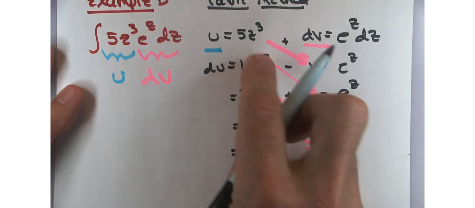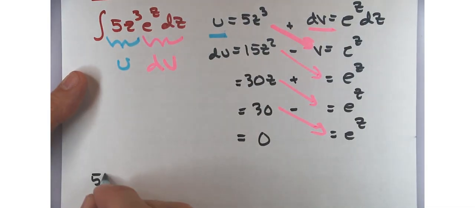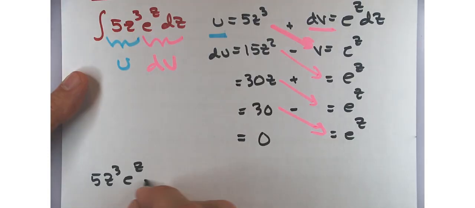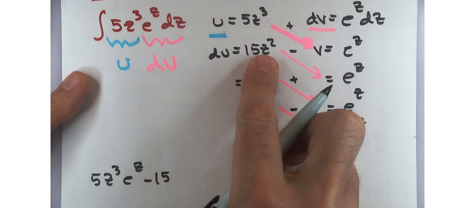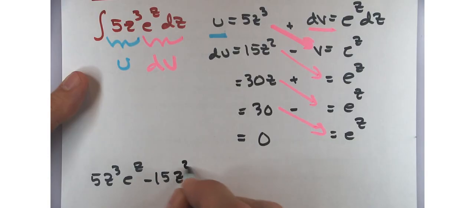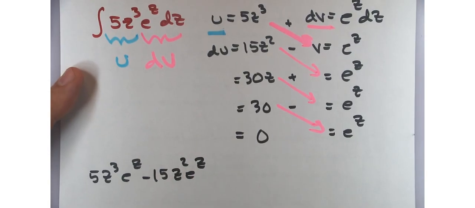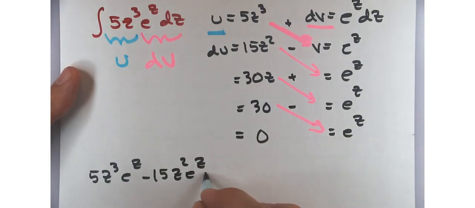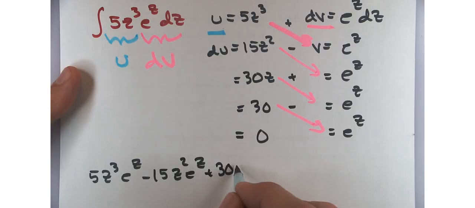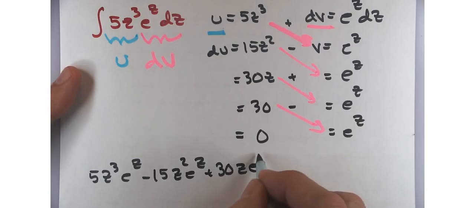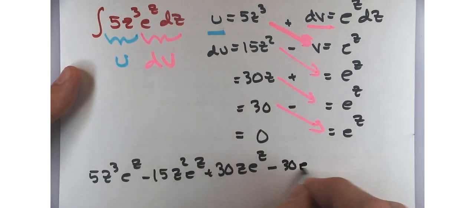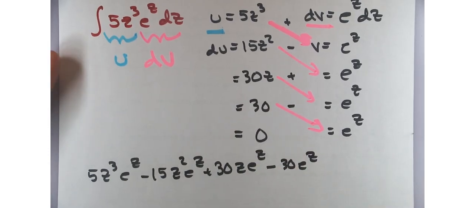So the first term is going to be 5 times z cubed e to the z. And then a minus times this, minus 15 z squared e to the z. And then what? Plus. Keep going. 30 times e to the z. And then minus 30 e to the z. And what do you think I should finish with? Plus c. Well done.